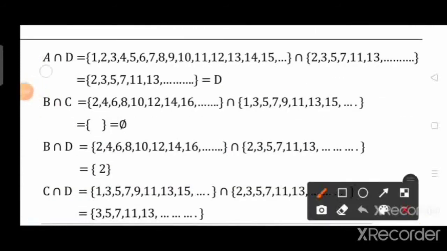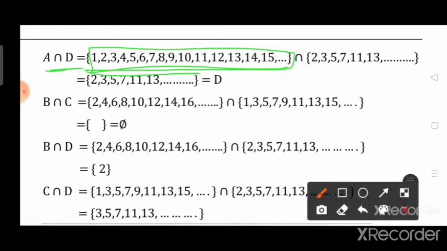And then A intersection D. A intersection D means first we have to write all the elements in A, which are all natural numbers, and then set D. In set D, all are prime numbers. So we have to find the intersection.